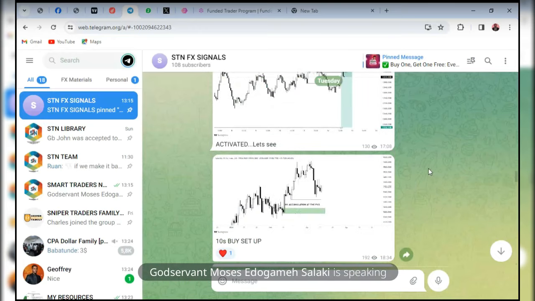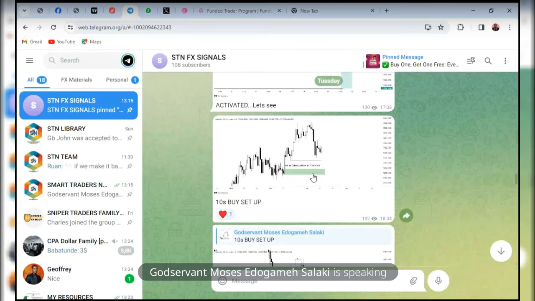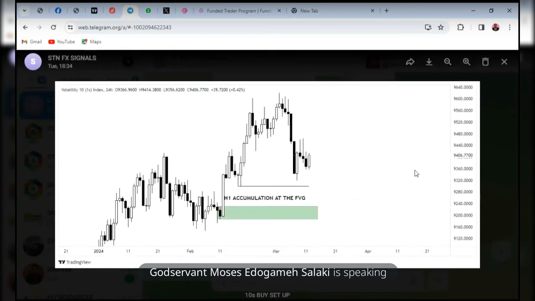So on Tuesday, I did drop this setup for 10-1s that I would want price to come and take this inducement. You can see that on the screen right now. After which, trade into this fair value gap. We can start looking for buy opportunities from here.